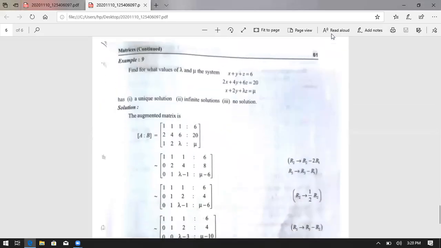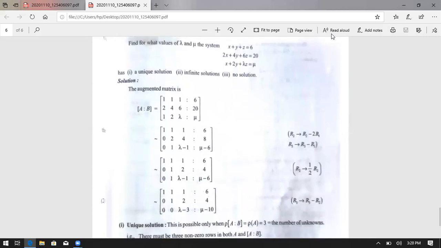Here, this is also the same. That is x plus y plus z is equal to 6. Then the second equation, 2x plus 4y plus 6z is equal to 20. Then x plus 2y plus lambda z is equal to mu. This is the lambda symbol, and this is the mu symbol. Your question is: the first one is a unique solution, the second one is an infinite solution, and the third one is no solution.